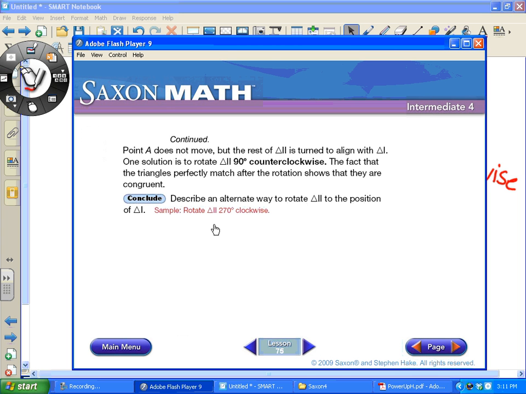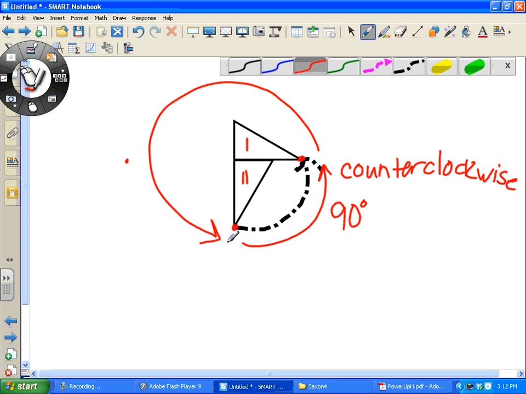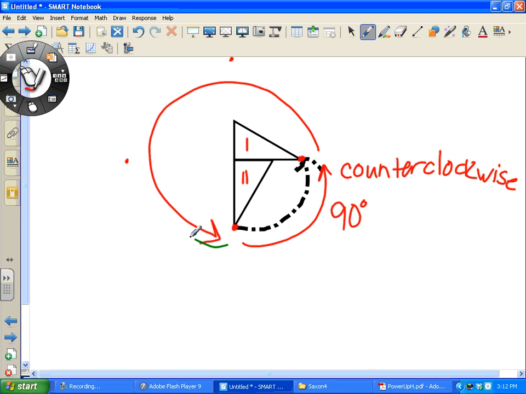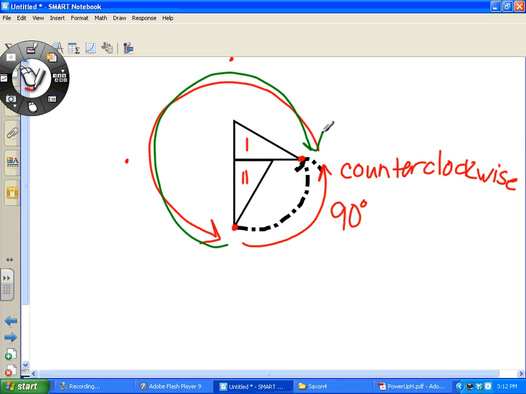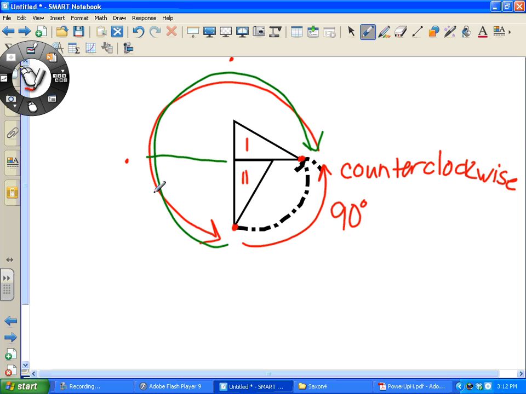Okay. The other way you could do it is to go totally around from here. Let me change colors. All the way to here. And you can see that that is how many quarters? There's 1, 2, 3. So 90, 90, 90, 3 times 90, that would be 270 degrees. And that would be going in the same direction the hands of a clock would be going. So that would be 270 degrees clockwise.